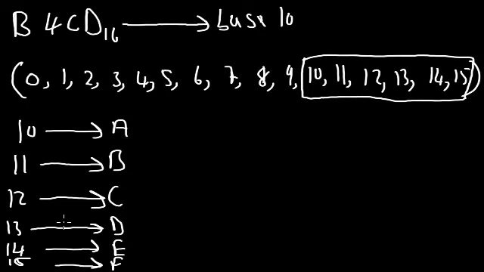Okay. E is 14, F is 15. That's just how it works. Just keep that in mind. Once you see A, you assume it is 10. Once you see B, you assume it's 11. Like that, like that, like that. Okay, so that's it. That's what you need to know about that. So let's go back to the problem and solve it out.